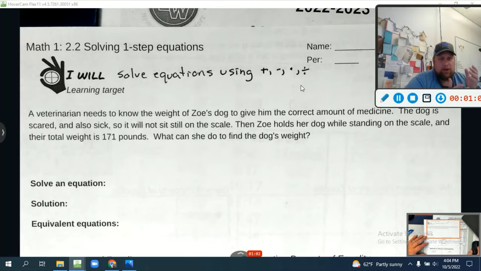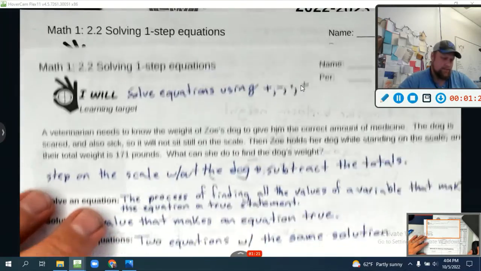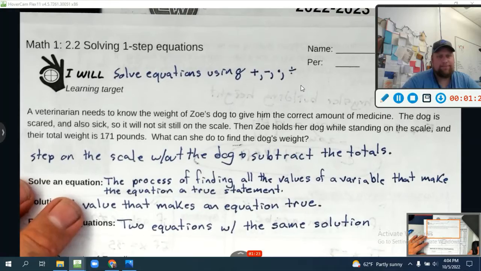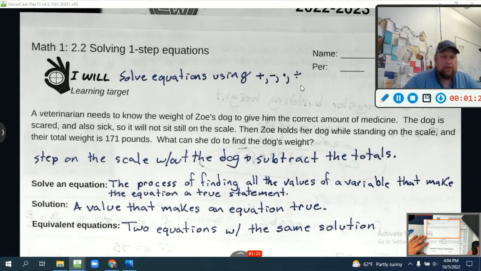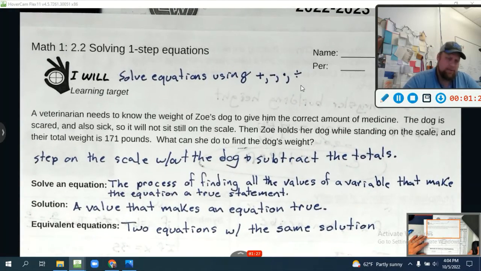Well, if she stood on it holding the dog, she just needs to set the dog down, stand back on it, and subtract her weight from it. So I'm going to put that right back up here. I'm going to replace this paper with one I've already filled in for this, because I've written a lot down. It even has the vocab on here. But that's all she needs to do. She needs to stand back up there, step on the scale without the dog, subtract the totals. That's it. Boom. That's problem solving.